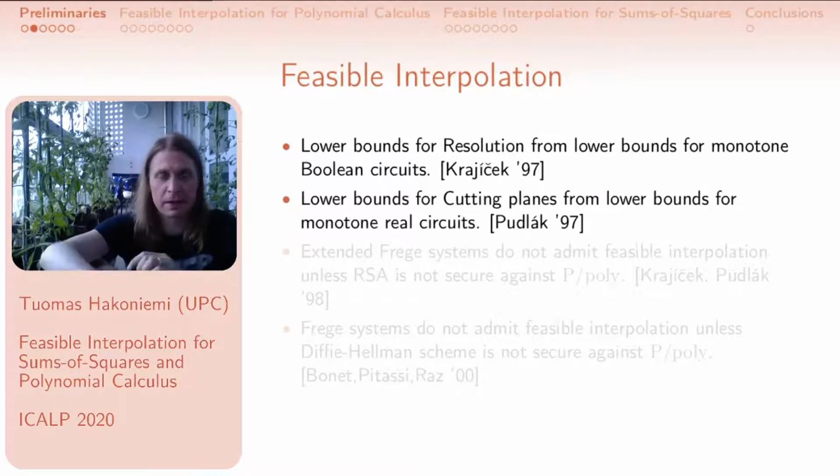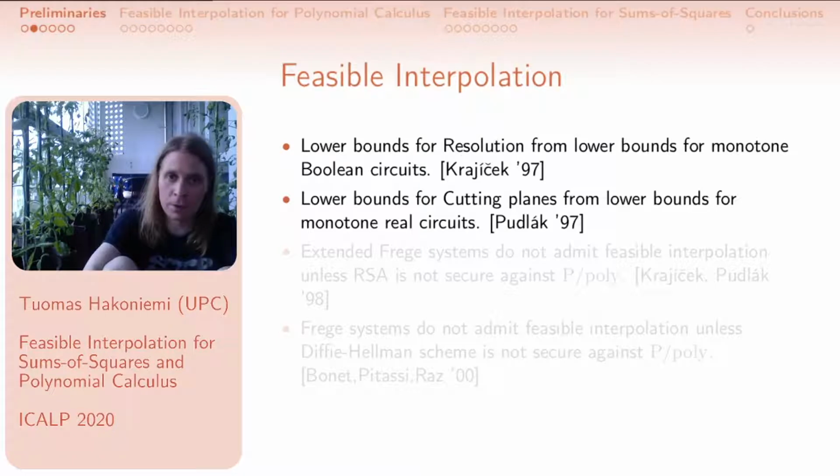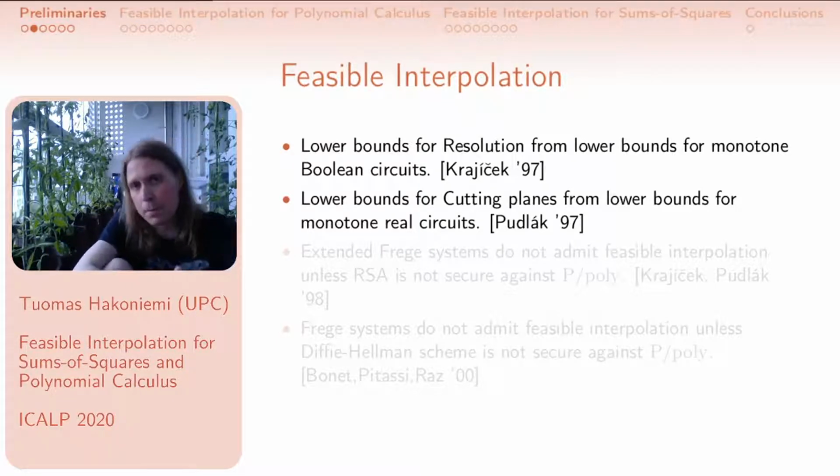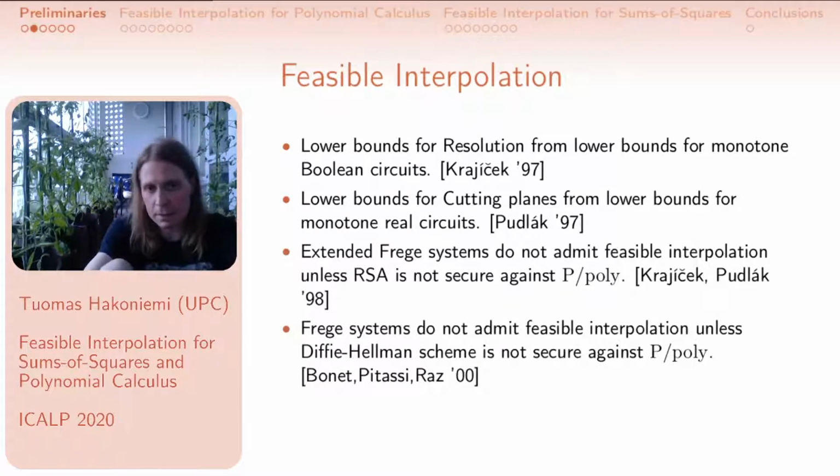So this idea has been used to prove lower bounds, for example, for resolution and cutting planes from lower bounds on monotone Boolean and real circuits respectively. These are the so-called monotone feasible interpolation properties of the two systems. On the negative side, under some reasonable cryptographic assumptions, neither Frege nor extended Frege systems can admit feasible interpolation. And this is with respect to polynomially sized Boolean circuits.